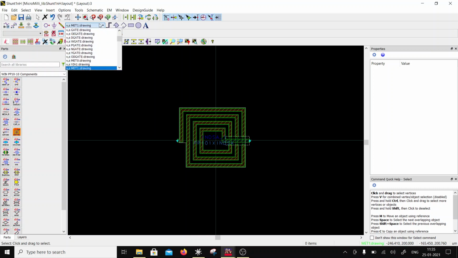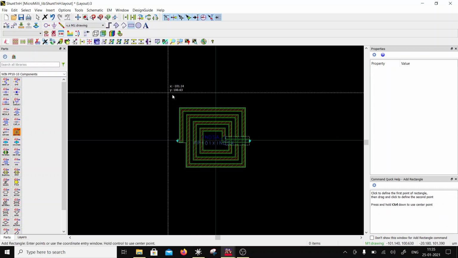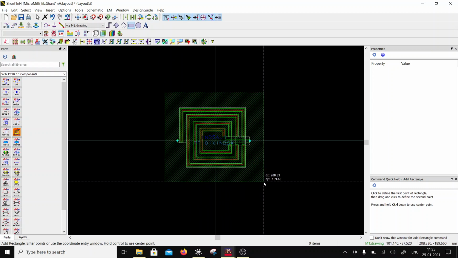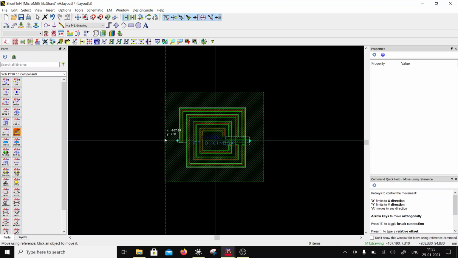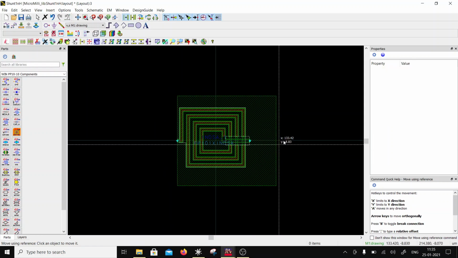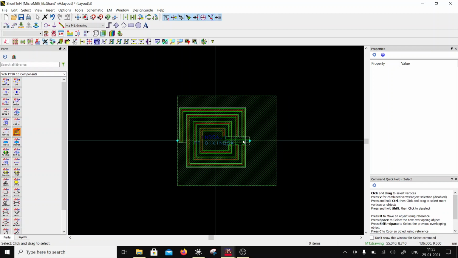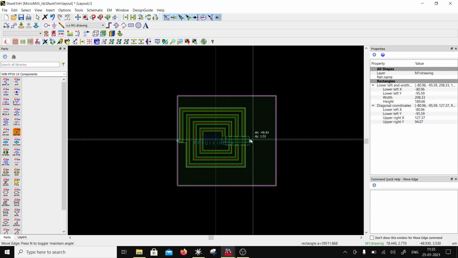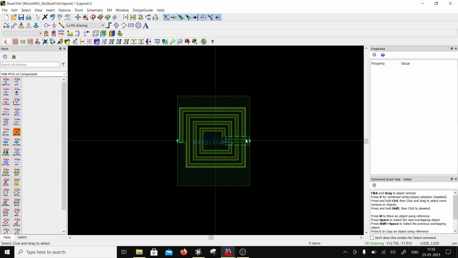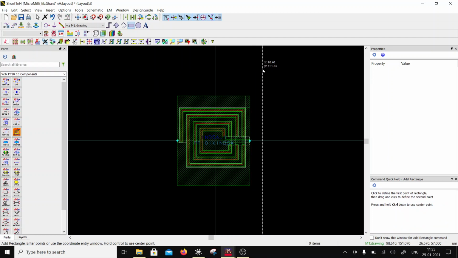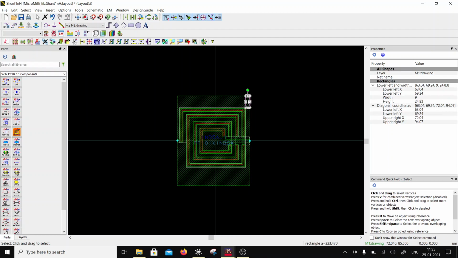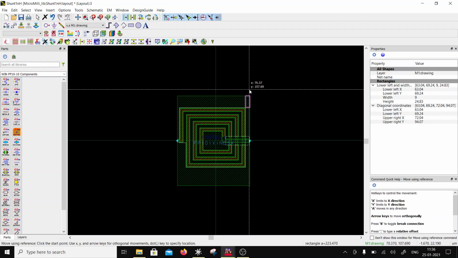So I am going to go here to M1 and just add a ground plane. Let's say this is my ground plane, and I'm going to go from the center to the center. I'm going to keep the same size on both sides, like we did last time, so I'm going to make sure that the ground extension on both sides are the same.